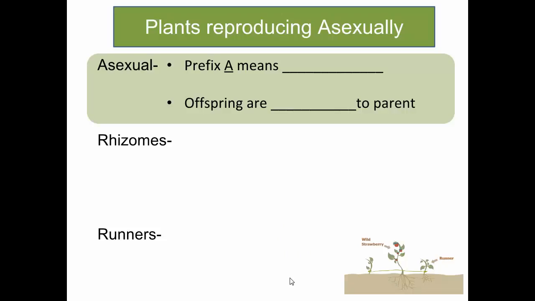Now, everything we've been talking about is sexual reproduction in plants. Pollinating an ovule, then growing into a seed. But plants also can reproduce asexually. Remember, asexual reproduction: one parent, and the offspring are identical to that parent. And there's a few different ways that plants reproduce asexually. We'll just mention a few.